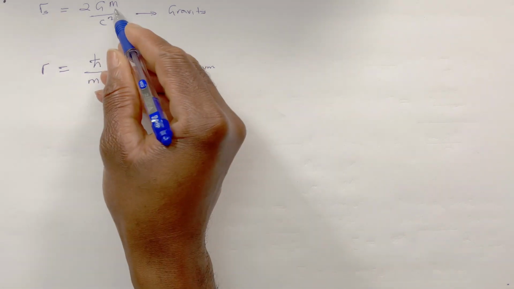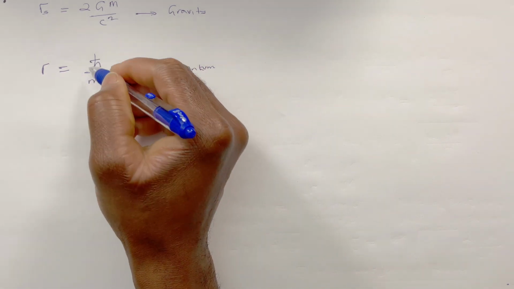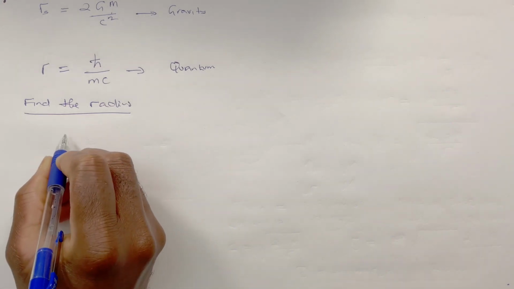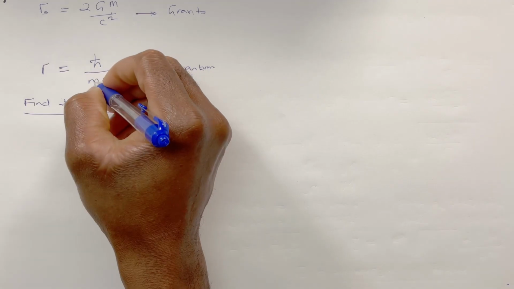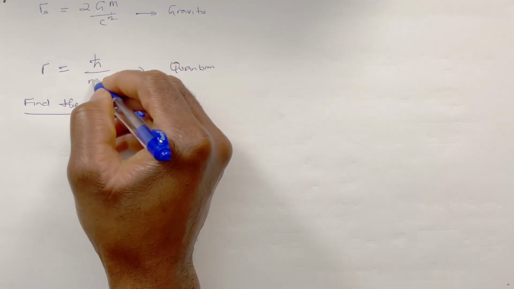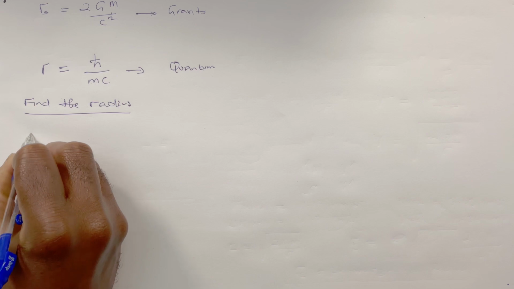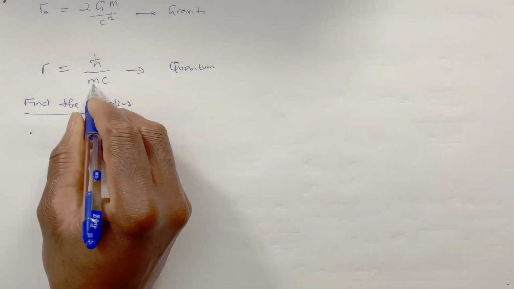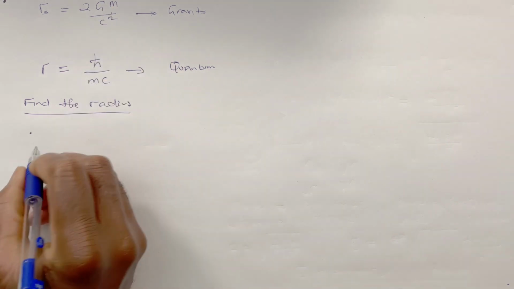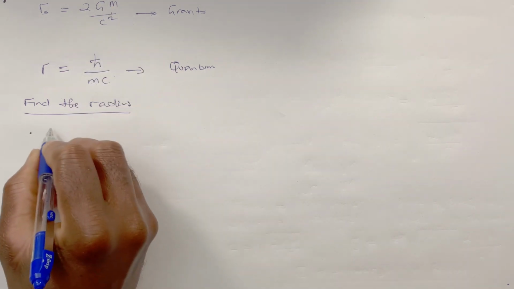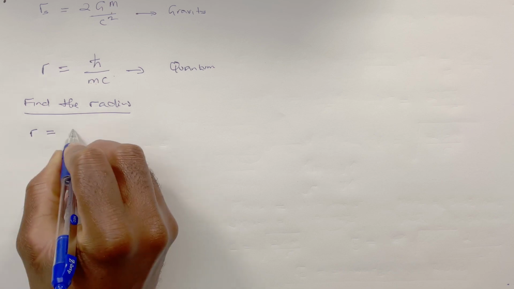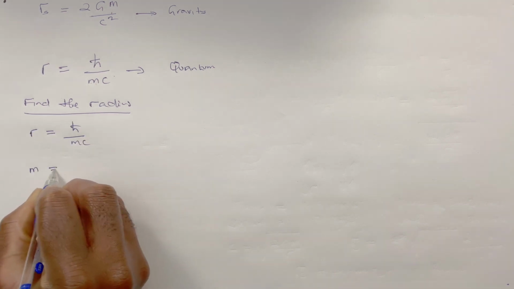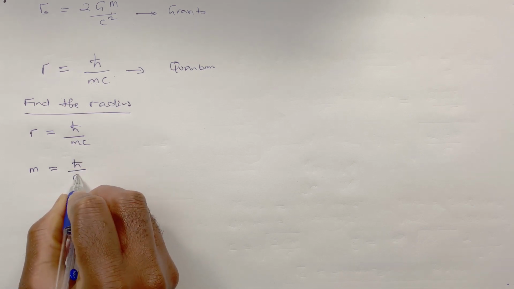In order to find the radius, we need to eliminate the mass. So we make m the subject of one equation and substitute into the other. We could say that these two are the same, and make m the subject here or there, it doesn't matter. Look at this one for quantum: r is equal to h bar over mc, and m will be h bar over rc.